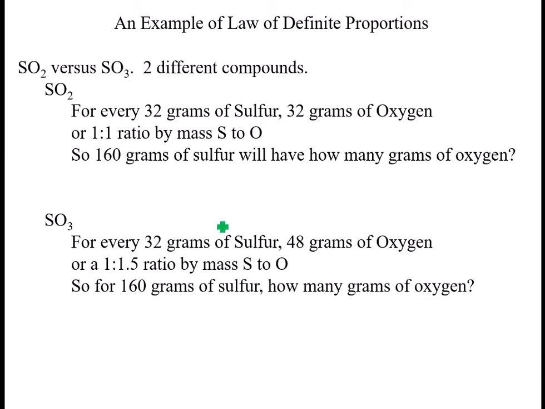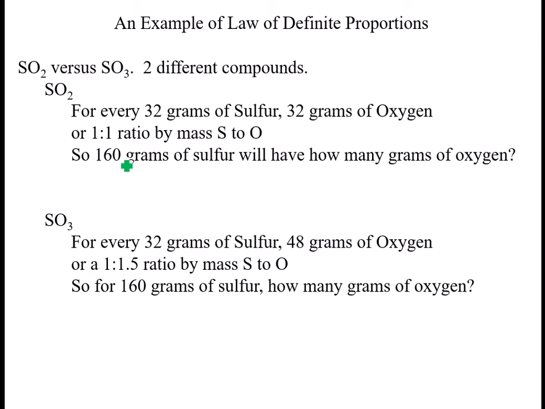Okay, so this is a different example. This is sulfur dioxide with 2 oxygens versus sulfur trioxide with 3 oxygens. So same thing, for every 32 grams of sulfur, 32 grams of oxygen exist. So this is a 1-to-1 ratio. So 32 divided by 32 and 32 divided by 32 gives me the 1 and 1.